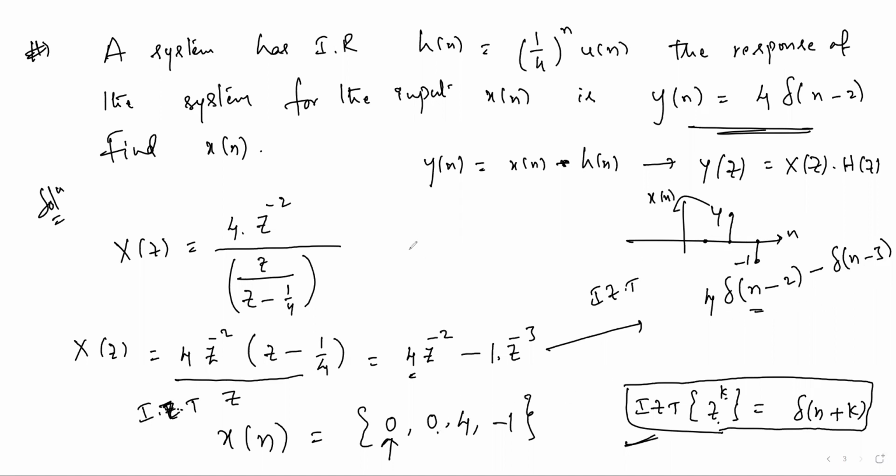Now observe the sequential form. I'm plotting here. The first two elements are 0. At n value 2, we have amplitude 4. And at n value 3, we have amplitude minus 1. So this is also the same signal, right? So in terms of the options, we can derive the required form. Fine.